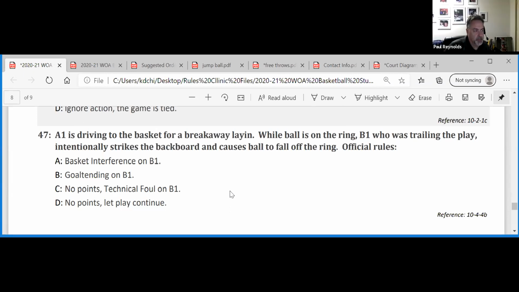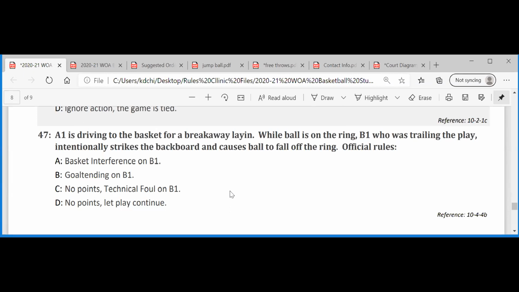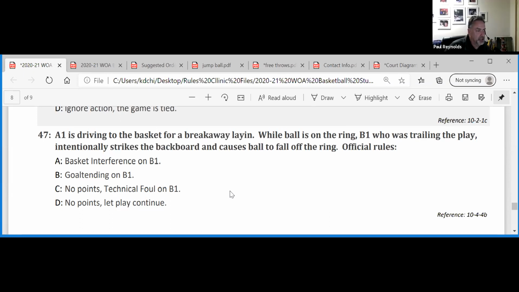But what if the ball drops in after A shoots the foul shots and B intentionally gets the ball? So, A gets the free throws and gets the ball. So it's probably never going to be good for B, hitting the backboard. So what was the answer? The answer is C, no points. You cannot intentionally strike the backboard. And that's the key word, intentionally.